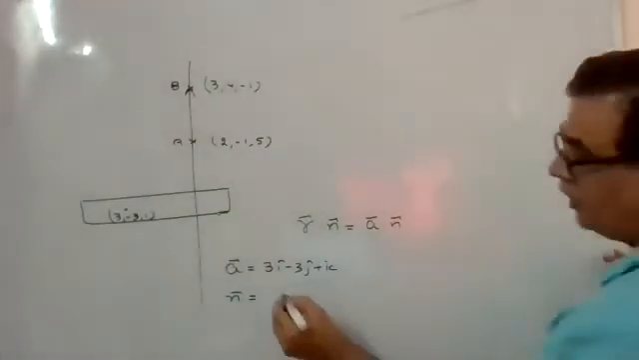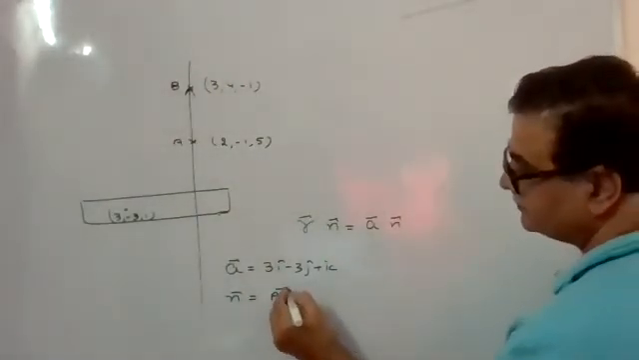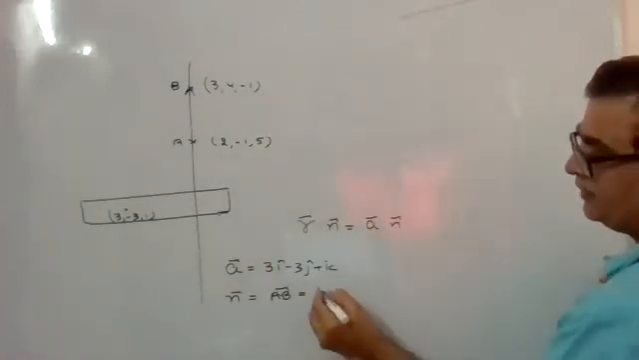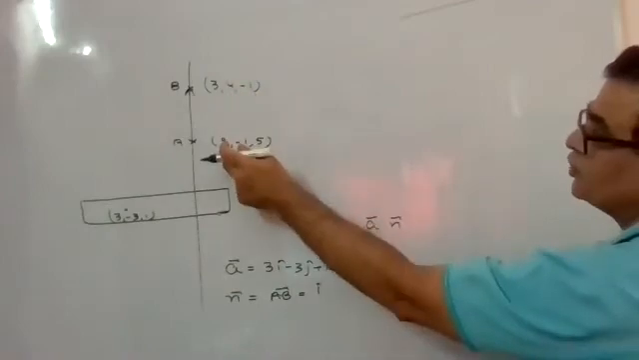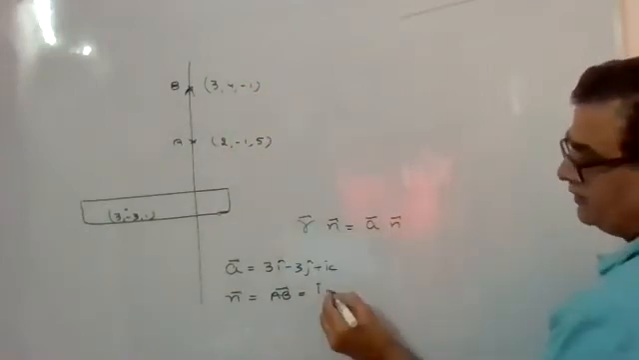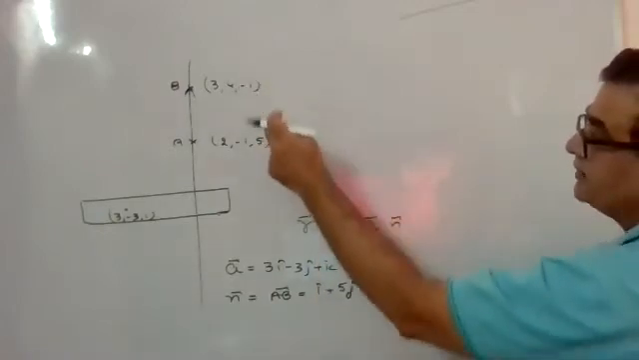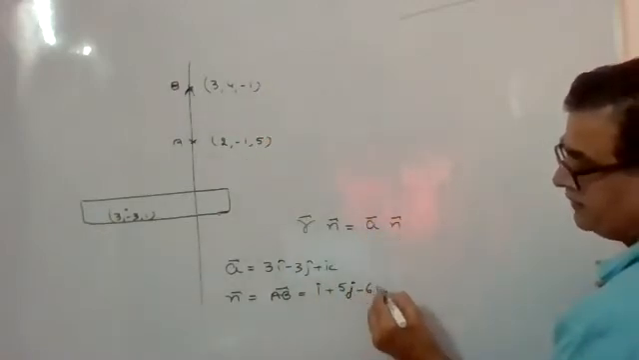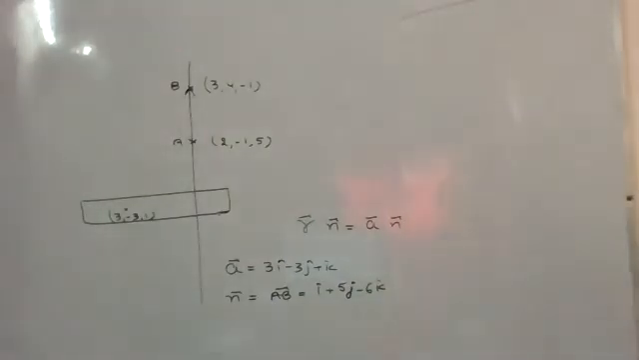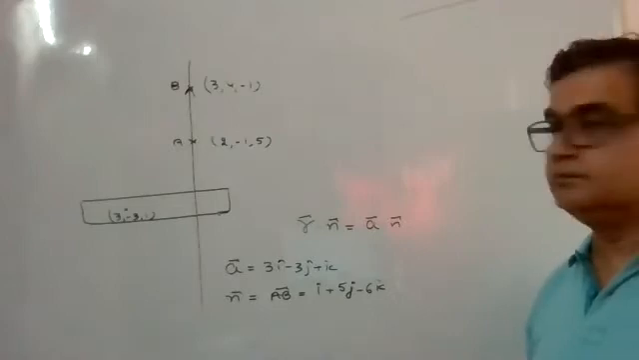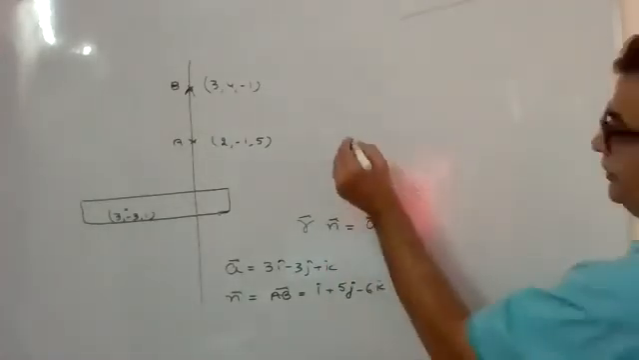So what will the normal be? I am taking the AB vector. AB vector means position of B minus position of A. What did we get? 3 minus 2, 4 plus 1. This will be 1 of i, 5 of j, and minus 1 minus 5, which is minus 6 of k. Yes or no? Yes, sir. Now you can get the equation.